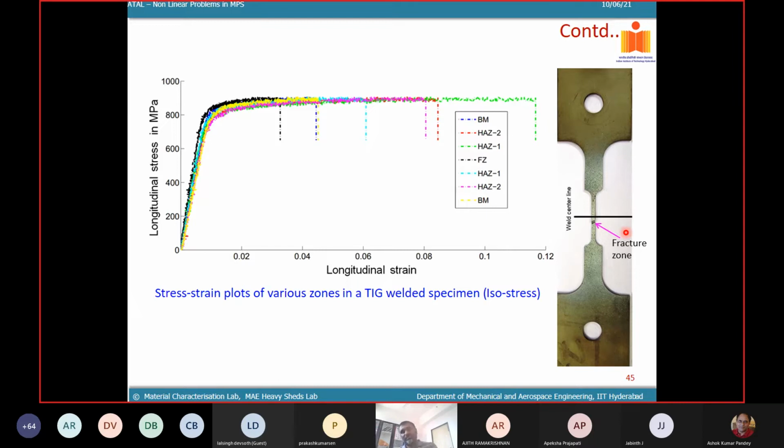You can see it's very close to the fusion zone. In the transition itself, it has failed. And this is a very, very thin sample. Okay, so we have made measurements in the thickness. This is the front part. Front part also we have captured the strain, but over the thickness also we have measured it.